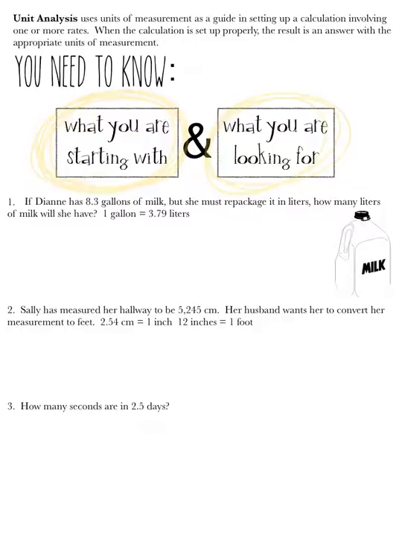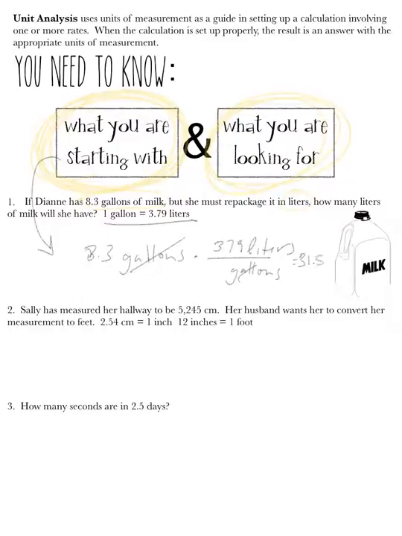Diane has 8.3 gallons of milk. There's our starting value. She must repackage it in liters. So we know that 1 gallon equals 3.79 liters. I'm going to put what I'm starting at first. That's 8.3 gallons. My 8 looks awful. I know whatever I multiply this by, I want gallons on the bottom. I have 1 gallon equals 3.79 liters. So I can cross cancel gallons, multiply across the top. 8.3 times 3.79 is 31.57. So 31.5 liters.